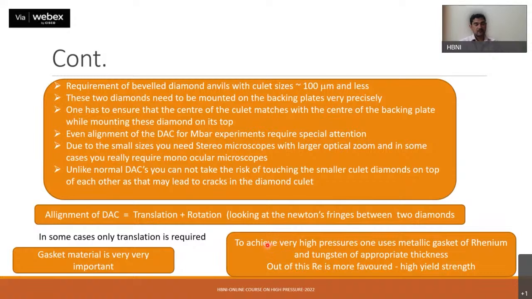cylinder and piston. So even the gasket materials are also very, very important. The metal seat which you want to use as your sample chamber. To achieve very high pressure, one uses metallic gasket of rhenium and tungsten of appropriate thickness. Why am I saying appropriate thickness? Again, depending on the type of experiment and typical pressures you want to achieve, the thickness of this gasket varies. Out of these, rhenium is more favored because rhenium has high yield strength at higher pressures. Tungsten is a little brittle. So rhenium is more often used than tungsten.